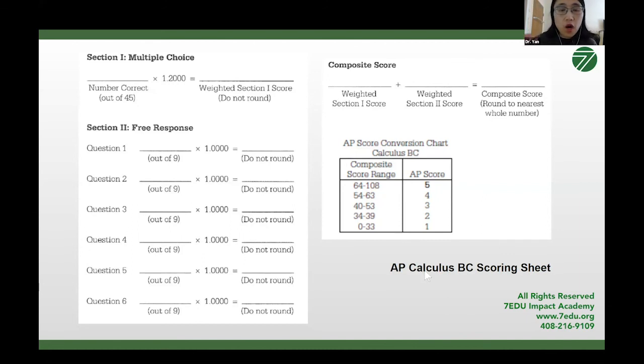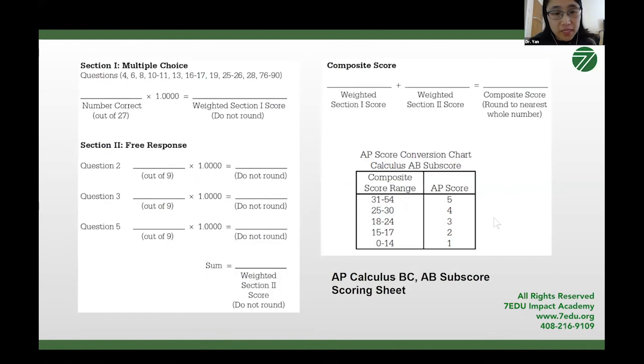Okay, so this is for calculating your BC score from your BC test. However, there's actually a benefit of taking the BC test, because you will also receive an AB subscore from your BC test. So in other words, after you finish your Calculus BC test, you will actually receive two scores. One is the BC score and the other is the AB subscore.